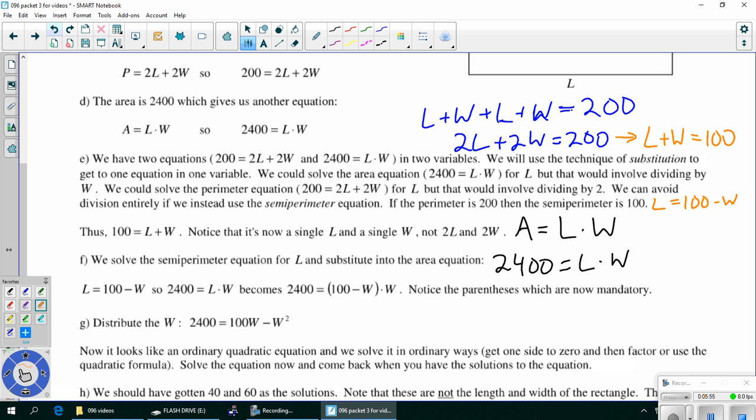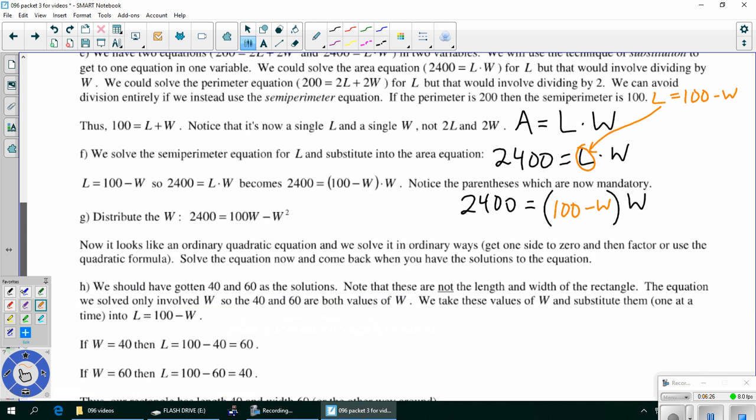And then we are going to substitute that into the other equation right here. Instead of this L, we get to put 100 minus W. So the black equation now becomes 2400 equals something times W. And the something is supposed to be L, but as we saw up there in orange, L is the same as 100 minus W. So there is the substitution step. And this equation is better than any of the ones that were above because this equation has only one variable in it instead of two.